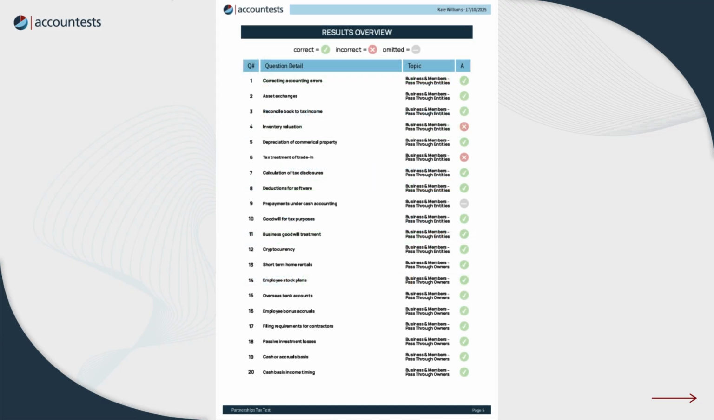On the next page we go through question by question. So what was the question about, which topic was it in, did the candidate get it right or wrong, and if there is a grey circle that means that they didn't answer the question.